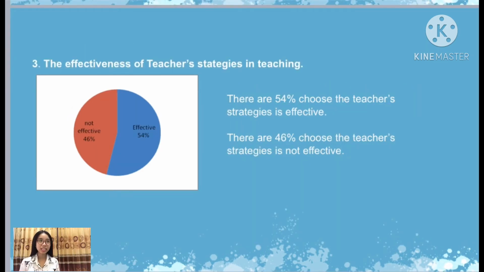The third is the effectiveness of teacher strategies in teaching English. From the data, we know that most of the students chose that the strategies the teacher uses in teaching English are effective for them. There are 54 respondents who chose that the teacher strategies are effective for them, and there are also 46 respondents who chose that the teacher strategies are not effective for them.